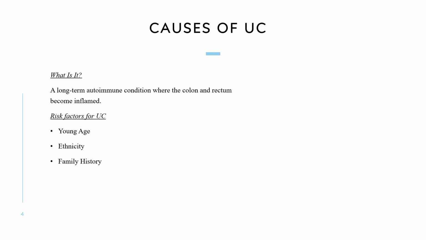And I've also mentioned there in this slide some of the risk factors for ulcerative colitis. You'll tend to find it more commonly in younger patients. People present with it at a younger age rather than much later in life. Ethnicity can also determine the likelihood of getting it, as well as family history. If you've got a family history where, for example, one of your parents had ulcerative colitis, it's much more likely that you'll get it compared to someone who doesn't have that family history.